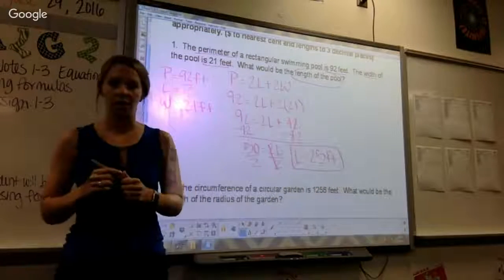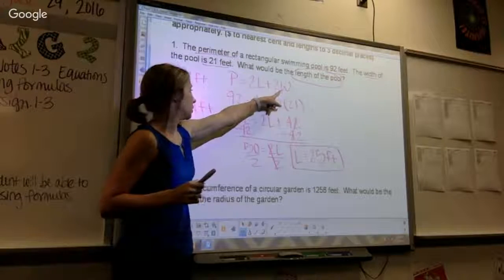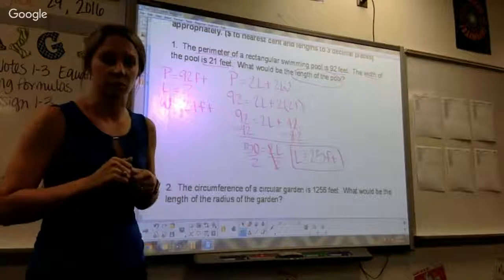If you wanted to check it, you could plug in 25 in for your length up here, plug in your 21 for the width, and add them up. You should get the perimeter, which is 92.